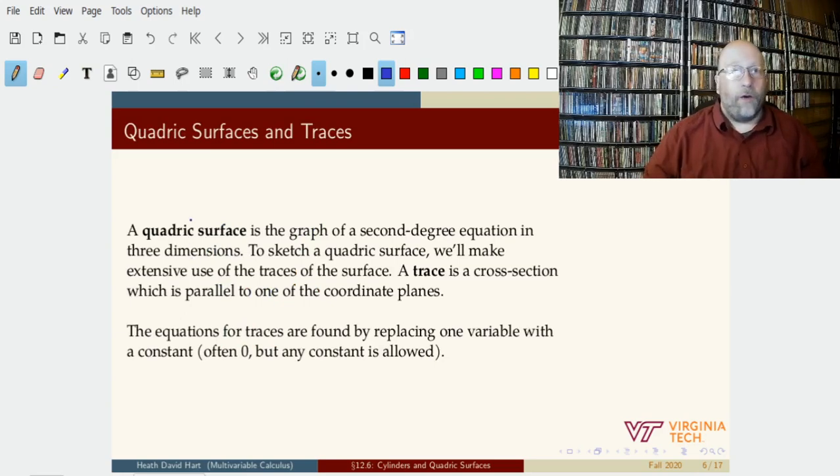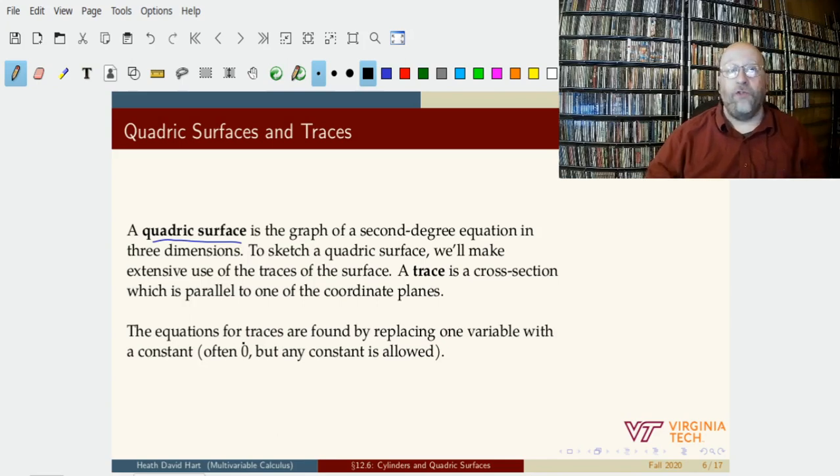So let's move on. What if all three variables are present? Then we don't have a cylinder anymore. We're looking at something else. This is called a quadric surface. A quadric surface is the graph of a second-degree equation in 3 dimensions. To sketch a quadric surface, we're going to make extensive use of what are called the traces of the surface. A trace is a cross-section that's parallel to one of the coordinate planes, parallel to the xy plane or the yz plane or the xz plane.